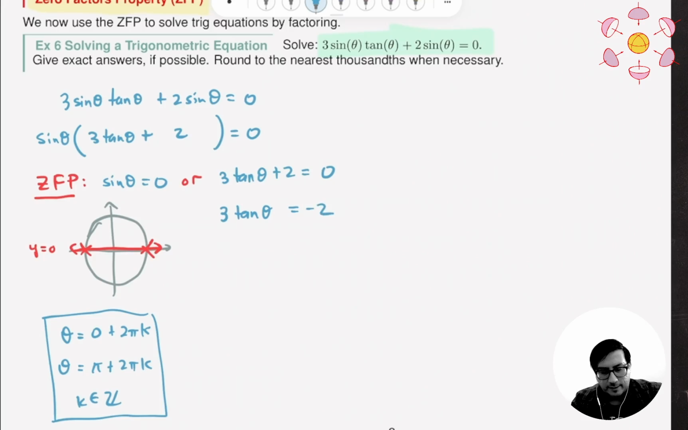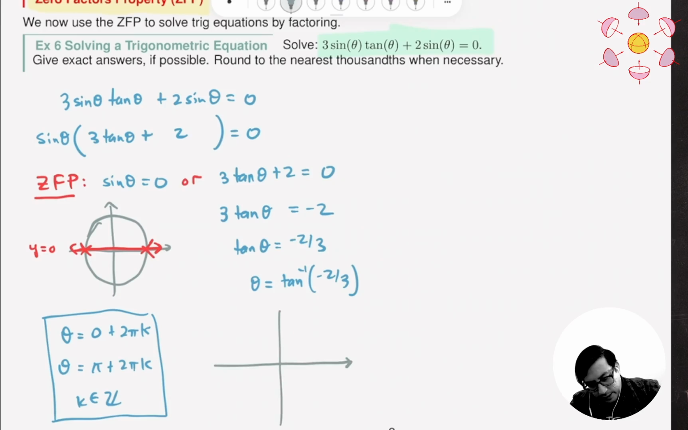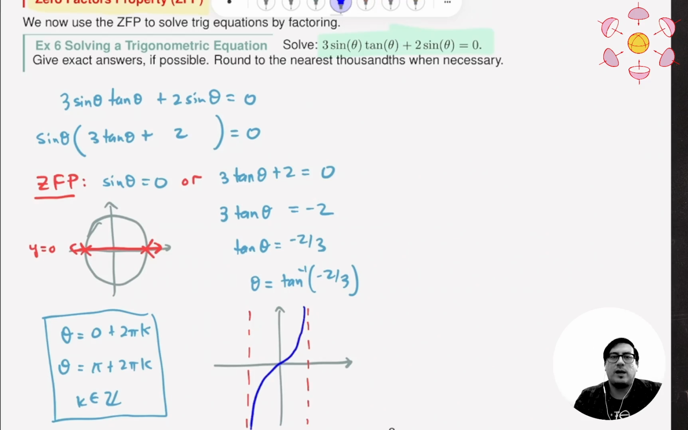Move the 2 to the other side, divide both sides by 3. Not one of the nice clean values of tangent theta, but we know what to do here. Tangent inverse of negative 2/3. Also, even though you were probably dying to do this on the calculator, draw a quick picture. I hope to instill that if you draw pictures, it helps you not make mistakes.